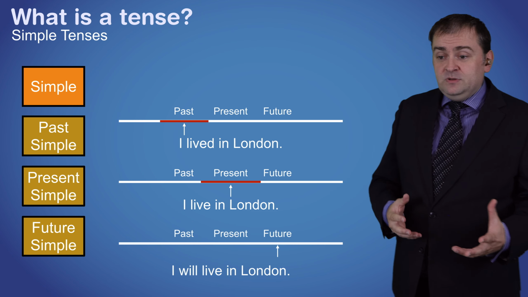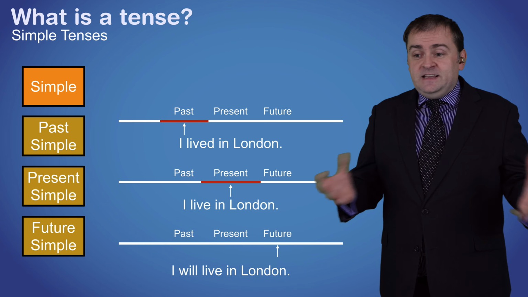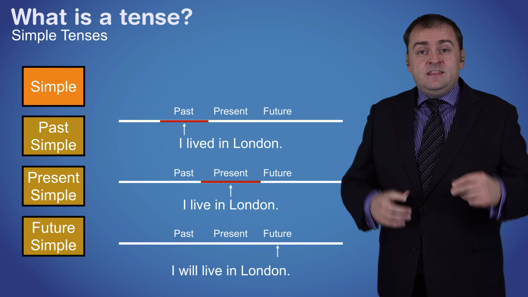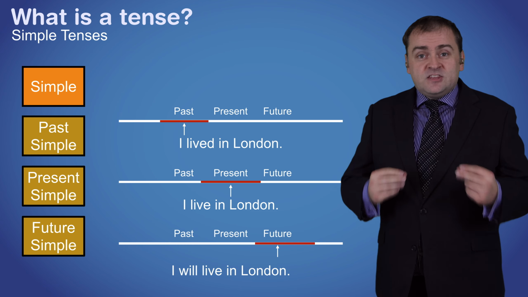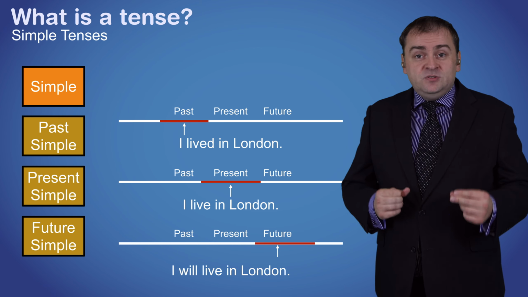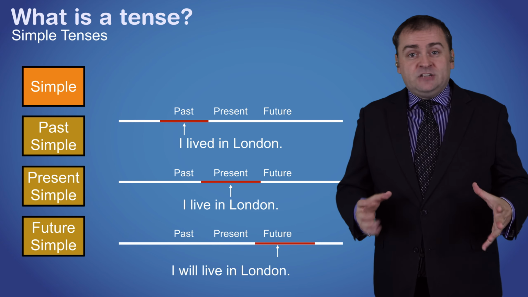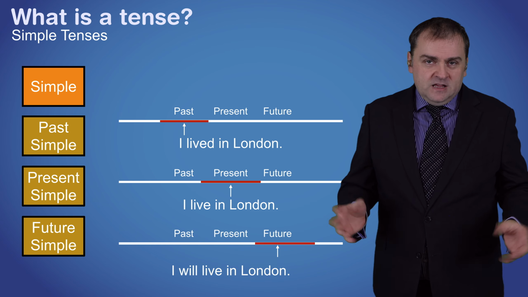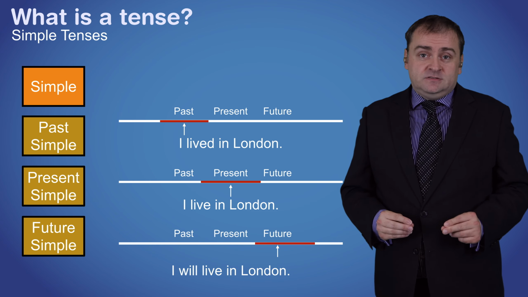And in the future simple, I will live in London. It doesn't matter exactly when. In this case, it may be unknown. We're not focusing on that. We're just saying that in the future, it will happen. The key idea is that we use simple tenses when we aren't trying to say anything about an action being in the middle of happening or already finished. We're just saying that it's generally true at the time of action.